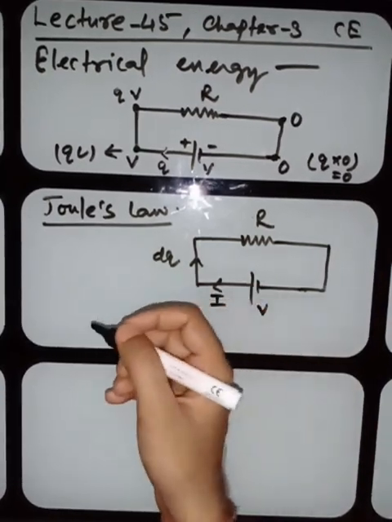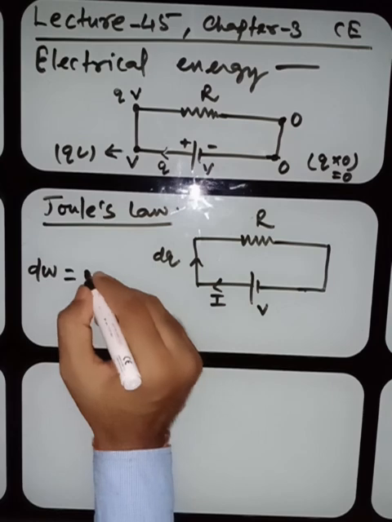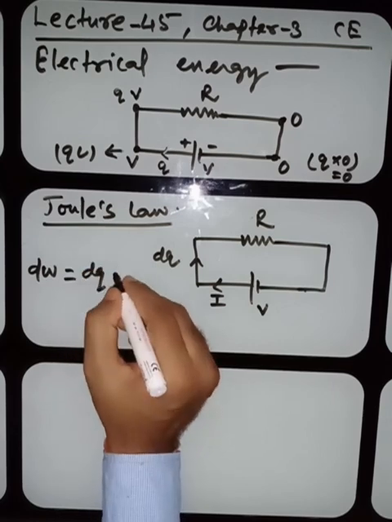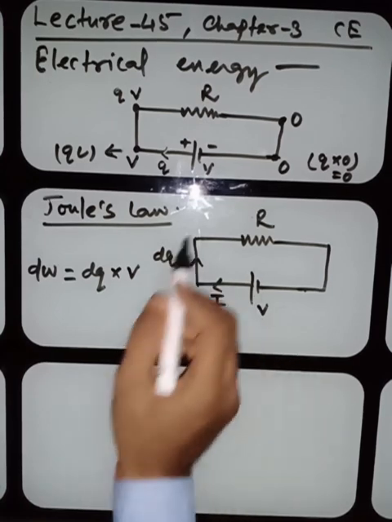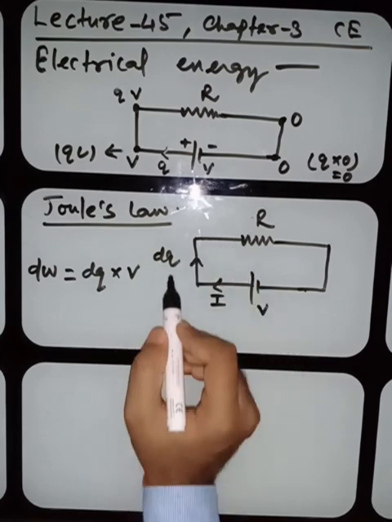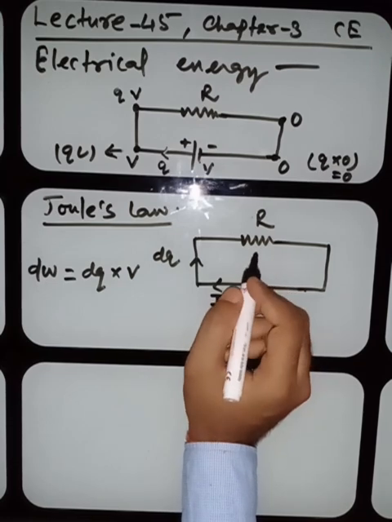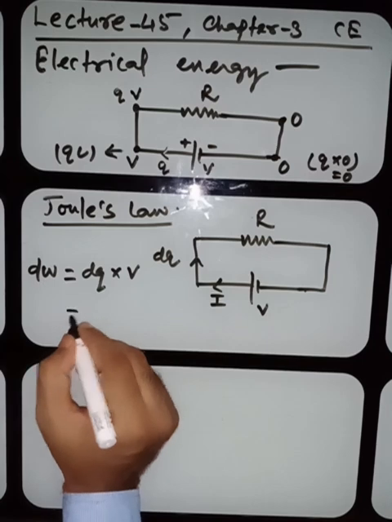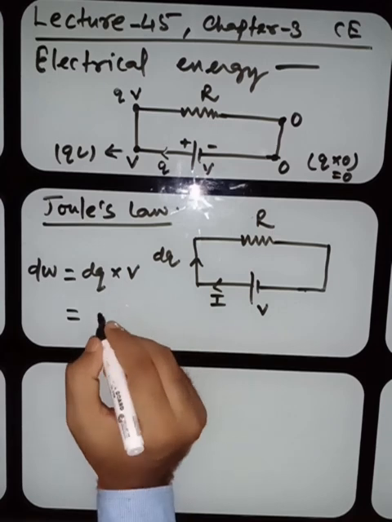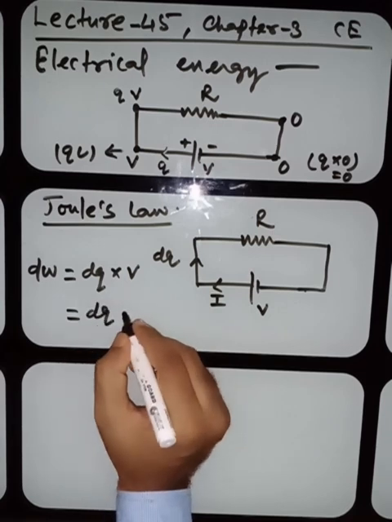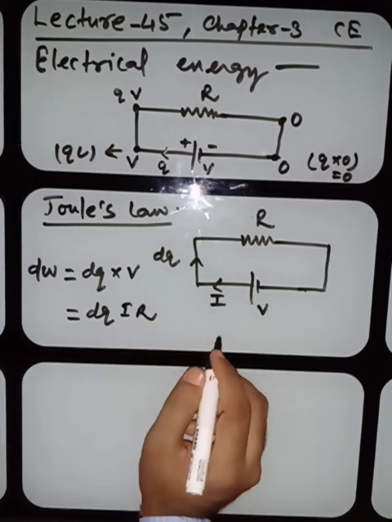All right, and we know that work done, what is work done? Actually, it is charge times potential. Suppose a very small amount of charge, and such small amounts of charge are continuously sent by the battery over the resistor. Actually, this charge becomes current. All right. Now, this dW is dQ times V. Using Ohm's law, we know that V is equal to IR, so we can write here that dW is equal to dQ times I times R.